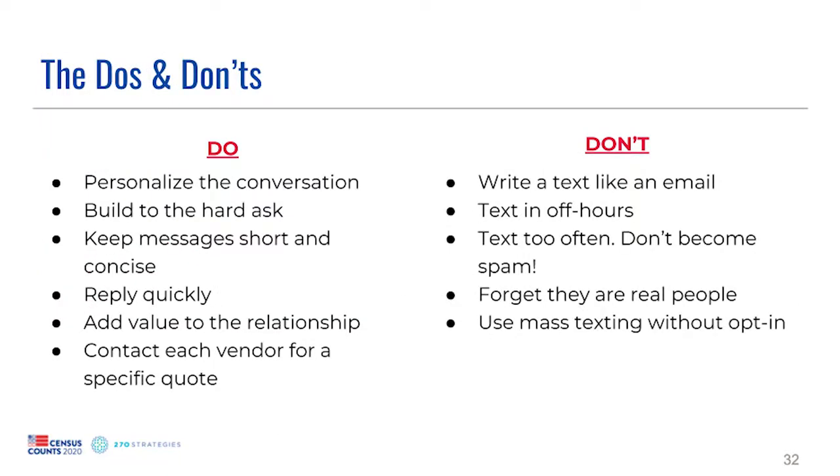And finally, here are a few final do's and don'ts. Specifically for peer-to-peer, remember to personalize the conversation, include a hard ask, and reply quickly. For both mass and peer-to-peer, remember to keep messages concise, add value to the receiver's lives, and as an organization, reach out to multiple vendors to get a specific quote. For both mass and peer-to-peer, don't write a text like an email. Don't text too late or too often, and for mass texting, make sure that they opt in.